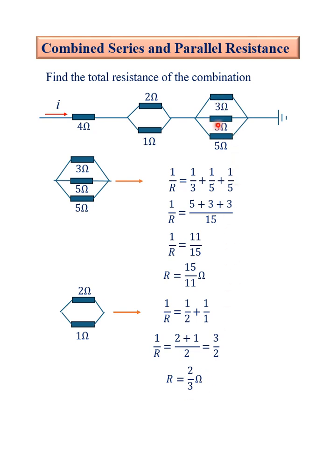Now we've resolved this and we resolved this. We now have a simple series combination of this resultant resistance here and this resultant resistance here, so that the circuit reduces to the 4 ohms, this now replaced with 2 over 3, while this is now replaced with 15 over 11 ohms. So this is now a simple series combination. And when you have a simple series combination such as this, you simply add up each of them to give you the total resistance.